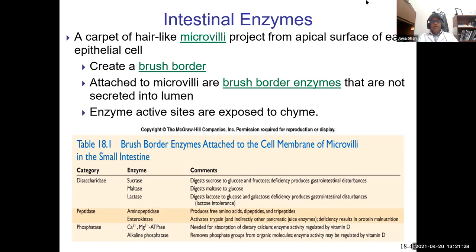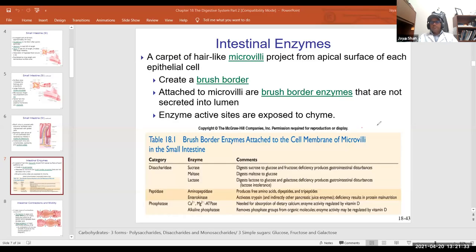So I want to show you here. Let's see here. So if it is one epithelial cell, if I magnify it, here this cell, and the apical surface is this one, so I'm going to increase the surface area of this cell. So these are called microvilli. And on these microvilli, you have enzymes attached to them.